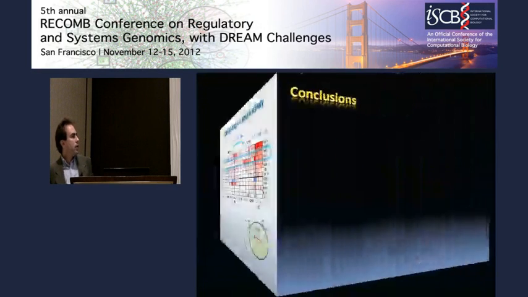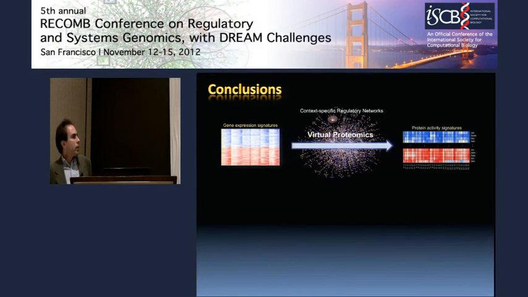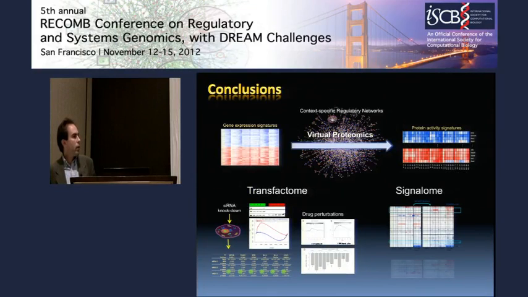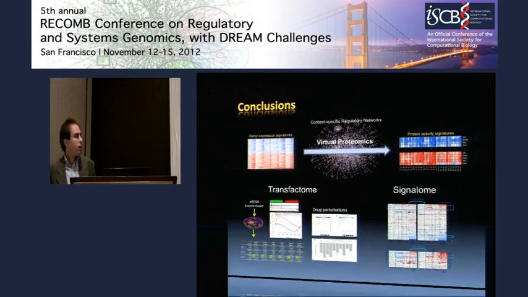So to finalize, what I want to mention is now we can interrogate the regulatory networks with virtual proteomics to transform gene expression signatures into protein activity signatures. And we have validated this at the transfectome level by knocking down transcription factors, knocking down modulators, or using drug perturbation. And we have done this also with physiologic signalings on the signalome. Thank you very much.